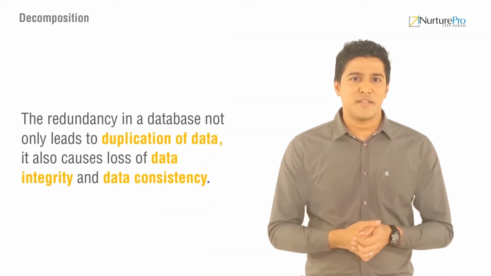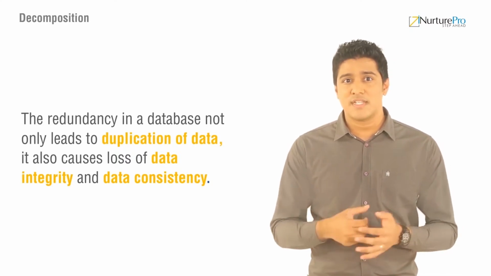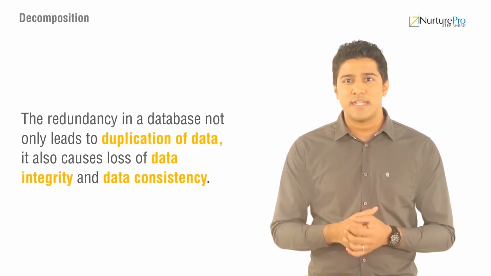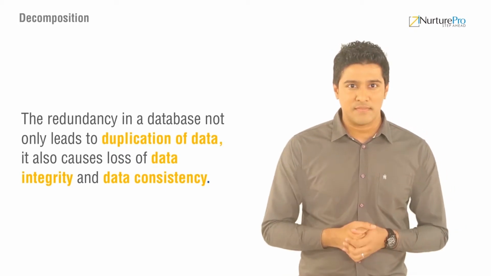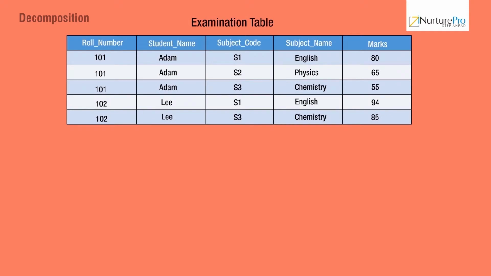The redundancy in a database not only leads to duplication of data, it also causes loss of data integrity and data consistency. Let us take an example. Consider an examination table that holds information regarding students and marks obtained in an examination. The table has 5 attributes: roll number, student name, subject code, subject name, and marks. Also, notice that the data is repeated in attributes roll number, student name, subject code, and subject name.